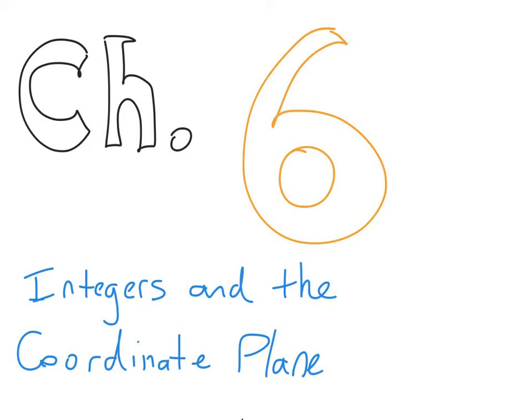Right, hey everybody, welcome to Chapter 6 of Math 6. And Chapter 6 is all about integers and the coordinate plane. So we're going to get into integers and the coordinate plane, but we'll also get into fractions and decimals on a number line. We'll start talking about absolute value, all sorts of good stuff. So it's a lot of fun.